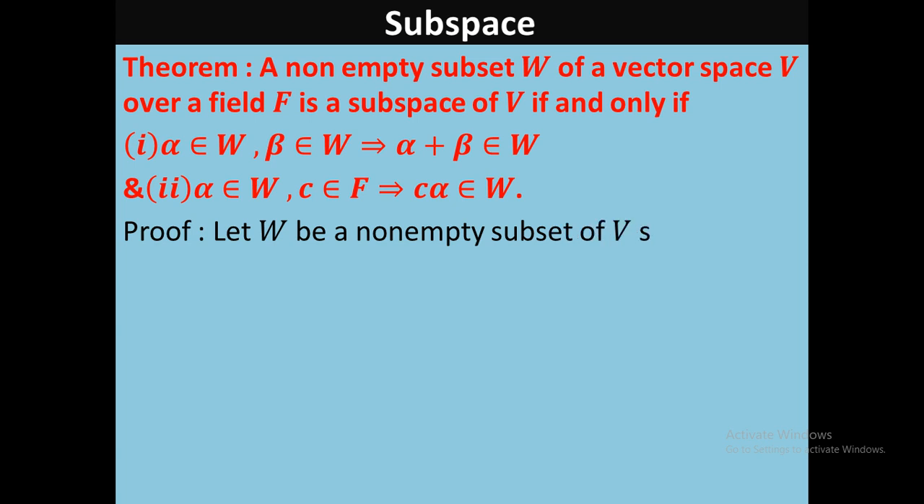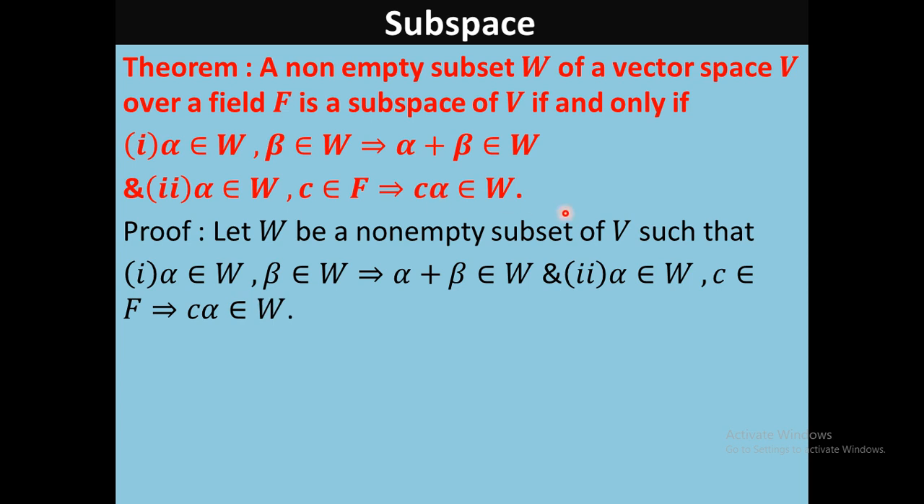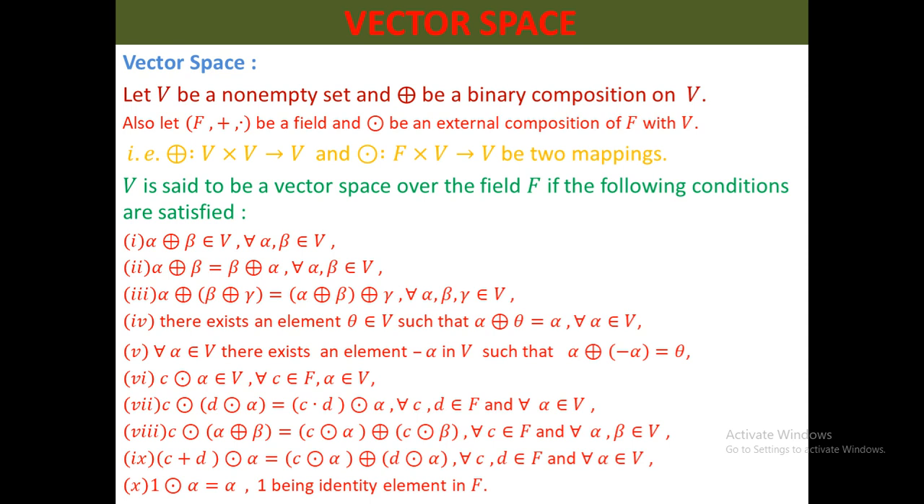Let W be a non-empty subset of V such that alpha in W, beta in W implies that alpha plus beta in W, and second condition, c in F, alpha in W implies that c alpha is in W. So we choose a non-empty set W in such a way that W satisfies those 2 conditions. We have to show that W forms a vector space, that is, it is a subspace of V. So you have to verify 10 conditions. You know all the conditions. These are the conditions which are discussed in the previous video, that is in part 1. There are 10 conditions.